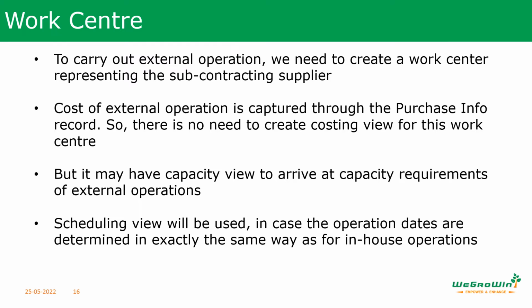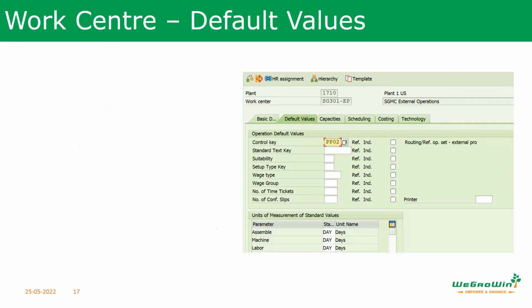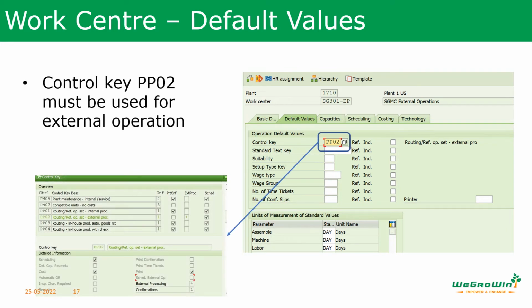So in work centers, we need to create the name as per the work center subcontractor. No need of costing view, but we can create capacity requirement and scheduling views. And then when you have this work center, the basic view may be created like other work centers. It is suggested to use the backflush to consume the phantom material while confirming the external operation of the production order. And also we have to control the control key PP02 must be used for the external operation.